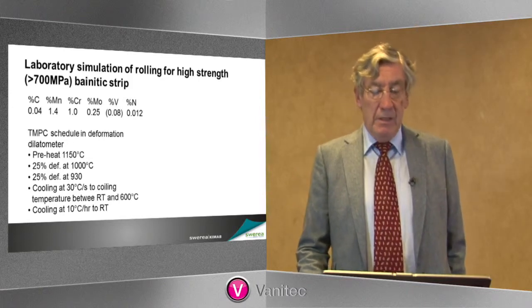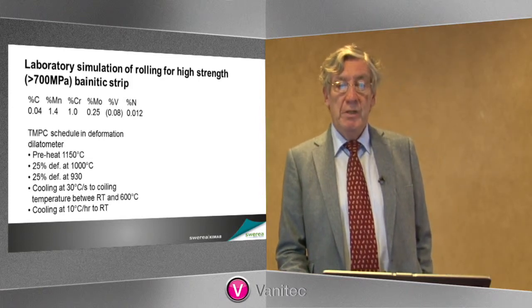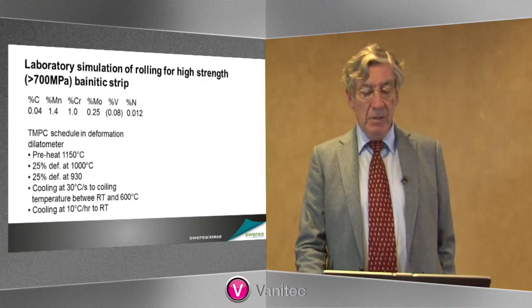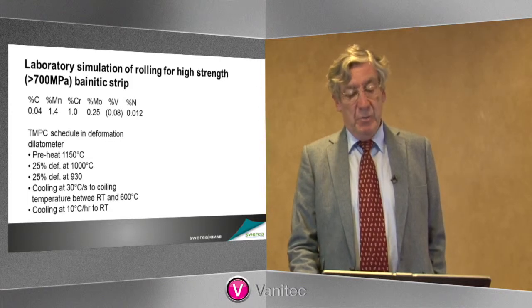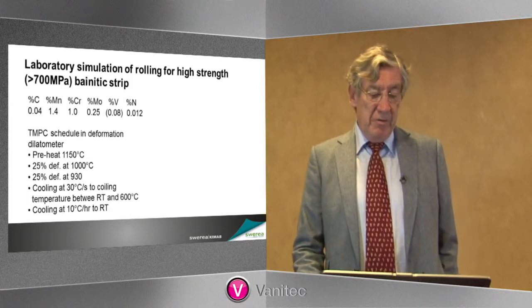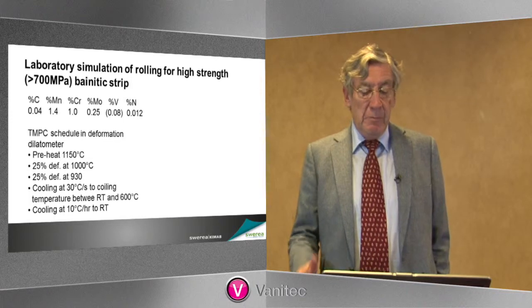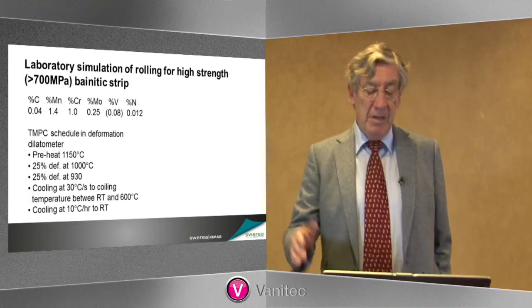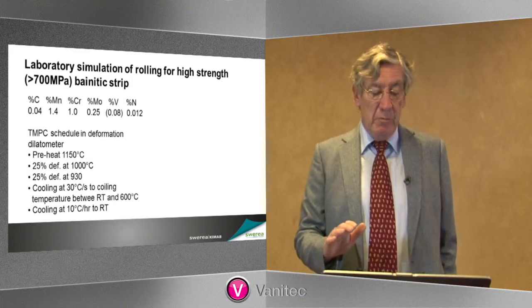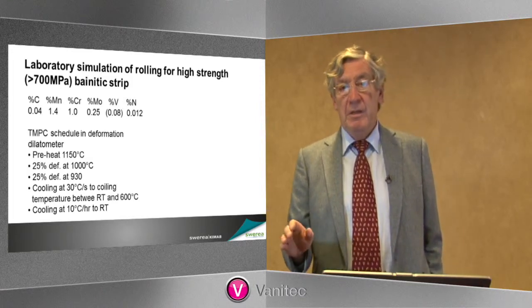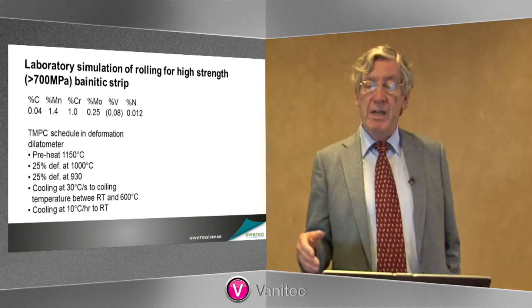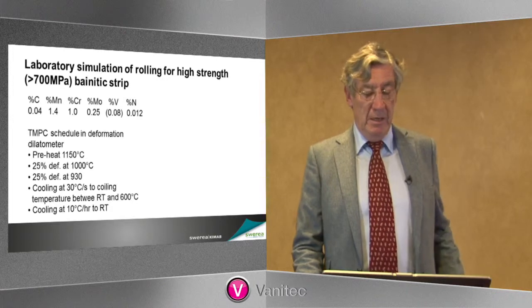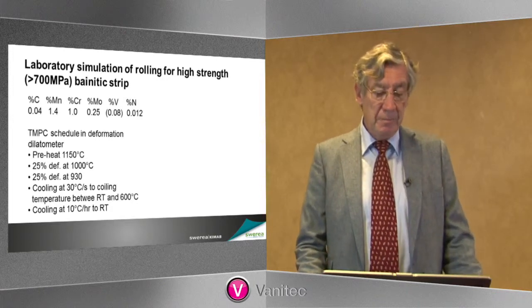They were then cooled at the 30 degrees per second, which is what would happen during the run-out table after the rolling was complete, down to temperatures in the range between room temperature and 600 degrees. When we'd reached the desired so-called coiling temperature, say 400, 500, 600 degrees, we then went to a much, much slower cooling, because at that point the material would be coiled up, it would be losing heat at a much, much slower rate, and 10 degrees per hour was the way we programmed in order to do that.